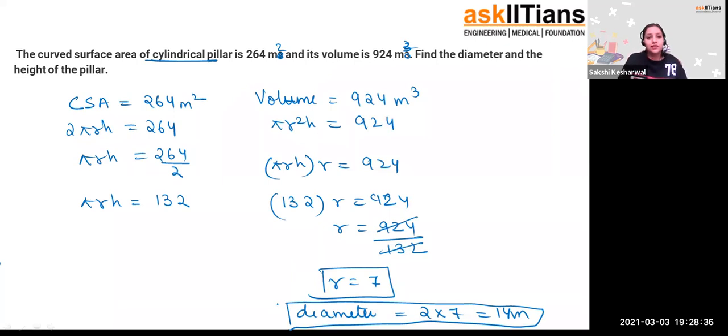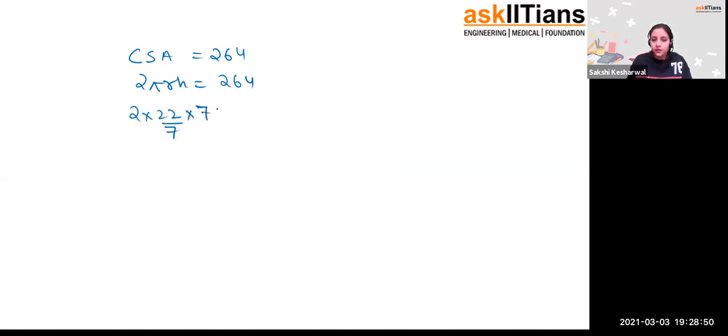So I'll put it in the CSA. CSA is easier to put, right? So CSA is equal to how much, beta? 264, which is equal to what? 2 pi RH. Now we have 2 into 22 by 7 into R, that is 7, into H is equal to 264. So 7 and 7 cancel, that is 132.